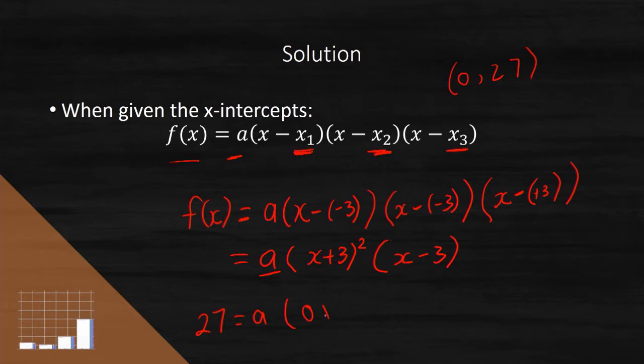So I'm going to have 0 plus 3 squared. So where there was an x value, I substitute the x coordinate.